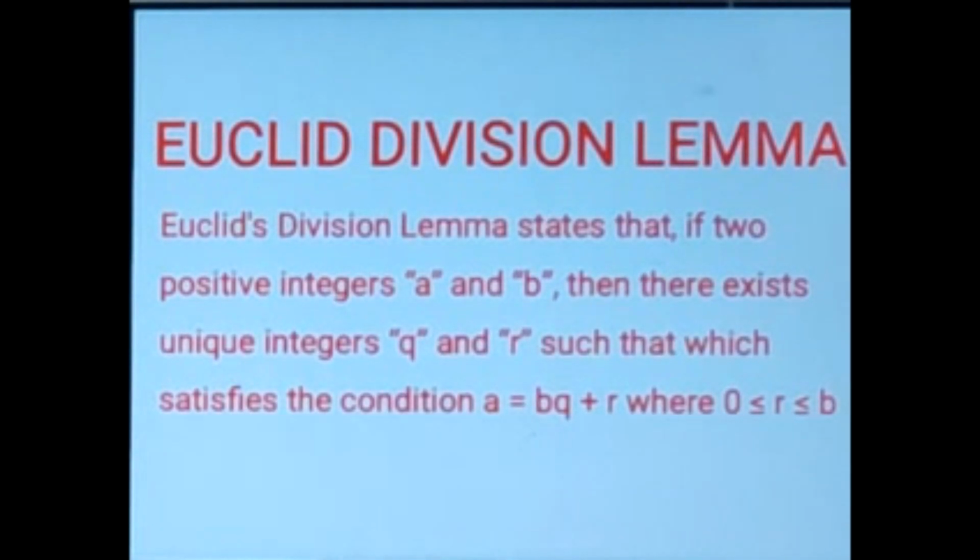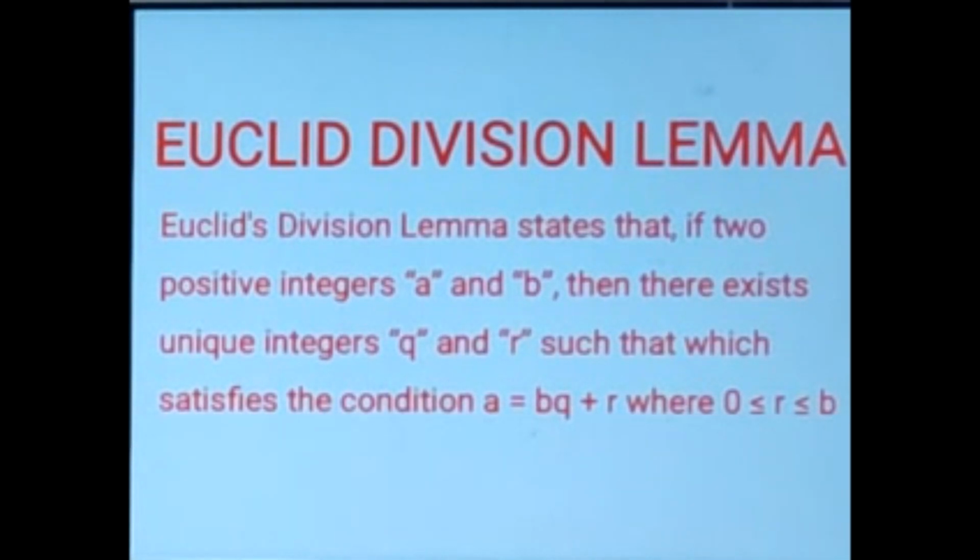Euclid's division lemma states that if there are two positive integers, say a and b, then there exist unique integers q and r which satisfy the condition a = bq + r, where r is greater than or equal to 0 but less than or equal to b. So what is this statement trying to say to us?